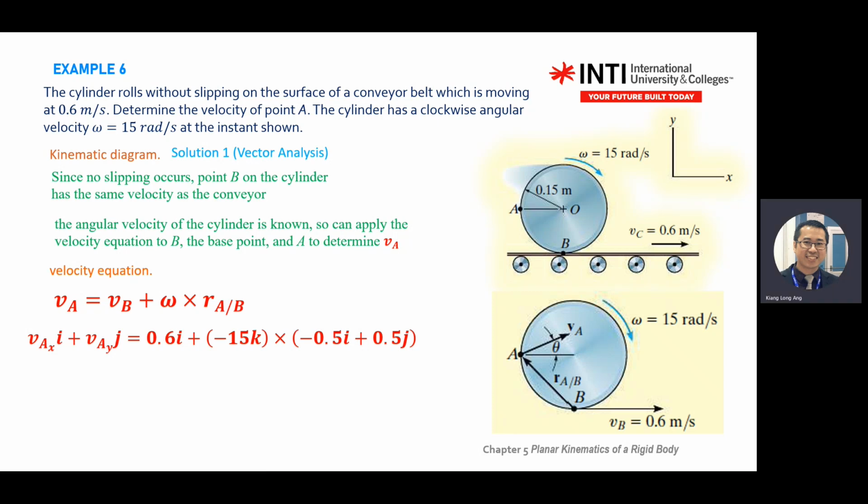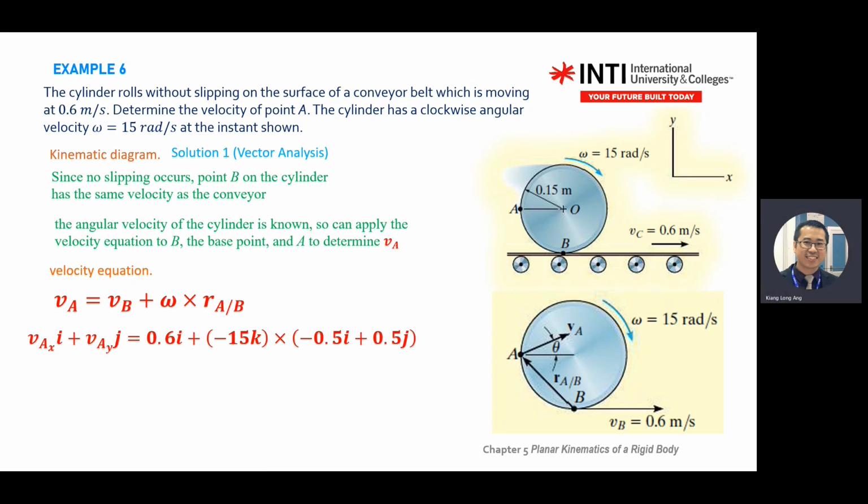This diagram drawn on the whiteboard explains why you convert this R into negative 0.5 J I plus 0.5 J. This one is not told, but it's a hidden message from the diagram here. It's a round body. So this is your R A stroke B, and you break this one into here and here.